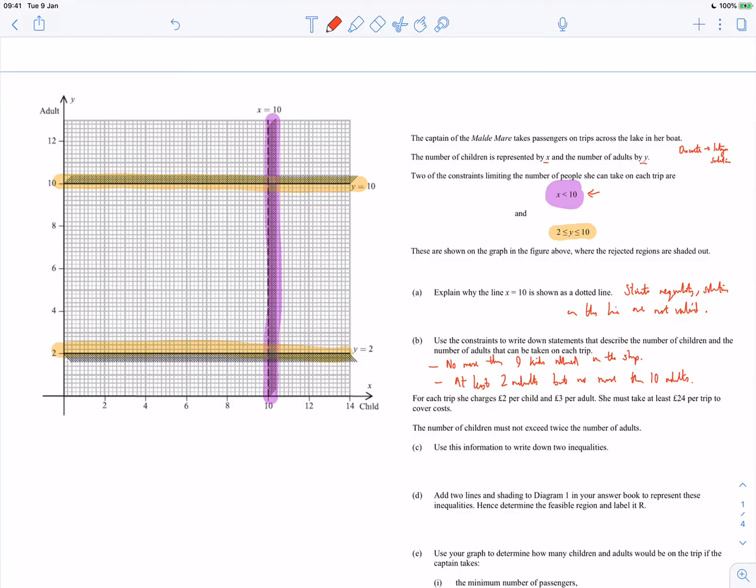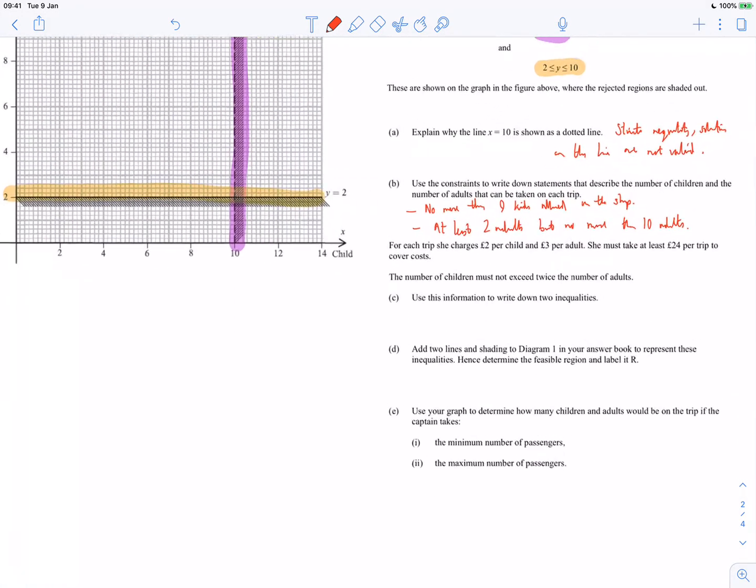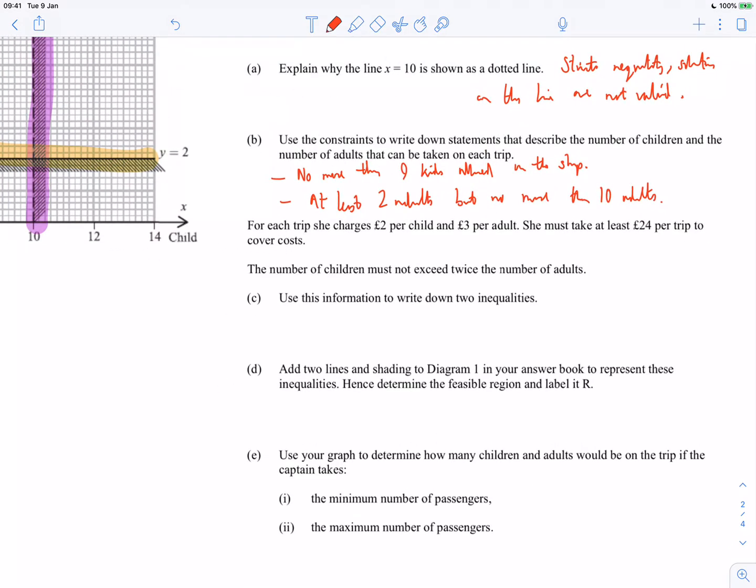Okay, for each trip, she charges £2 per child and £3 for an adult. She must take at least £24 per trip to cover the costs. The number of children must not exceed twice the number of adults. So let's put it this way. The number of kids is X, so the amount of money that they'll get from kids is going to be 2X, and then there's going to be £3 for adults, that's 3Y, and this has to be at least, so greater than or equal to 24.